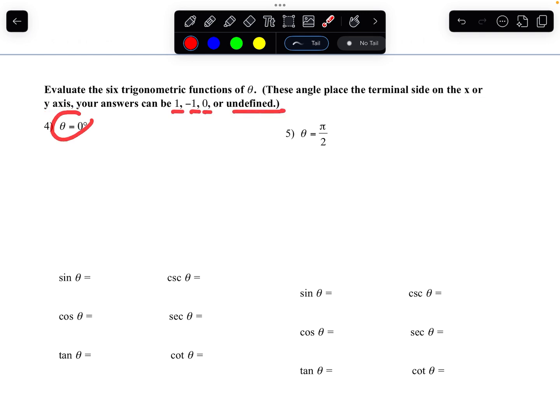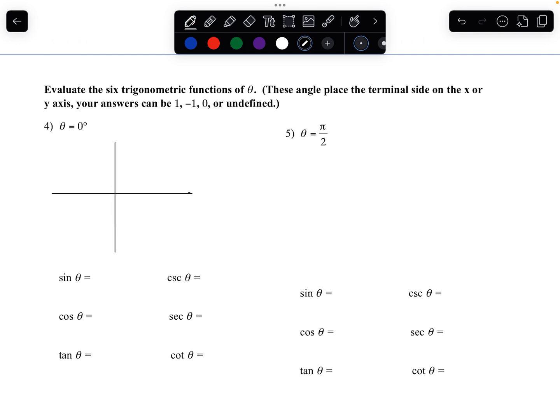So 0 degrees. If you think about 0 degrees, on the coordinate plane right here, you have your initial side, which stays on the x-axis. Then you have your terminal side, but the terminal side rotates 0 degrees. So here is 0 degrees. So the terminal side is on the x-axis. It's on the positive x-axis.